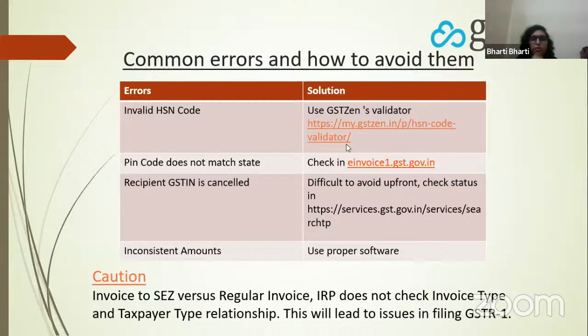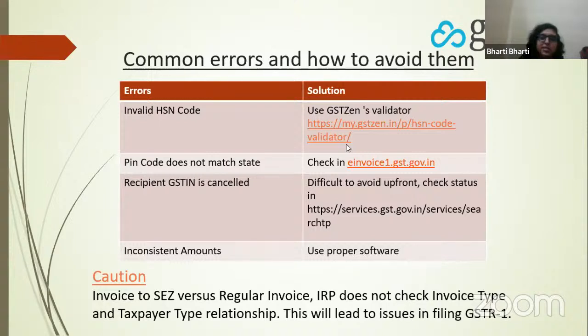PIN code does not match the state. You have to check the PIN code of each state. What you are giving has to match the GST number. Let's say the recipient GST number belongs to Karnataka, but in the recipient's details, the PIN code you have mentioned belongs to Tamil Nadu. In that case, you will get an error. You can check the PIN codes on the e-invoice portal.